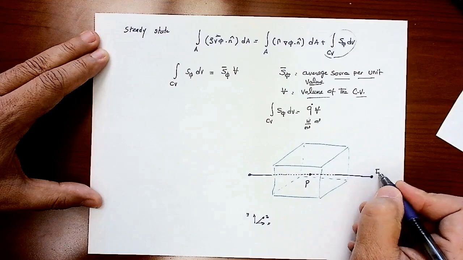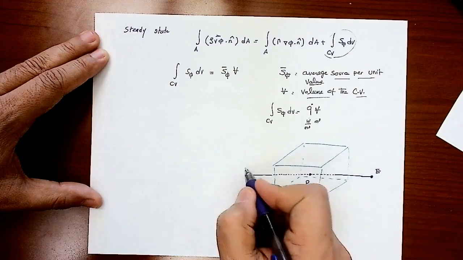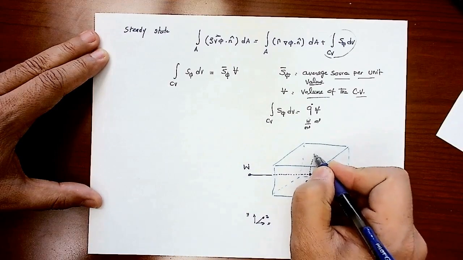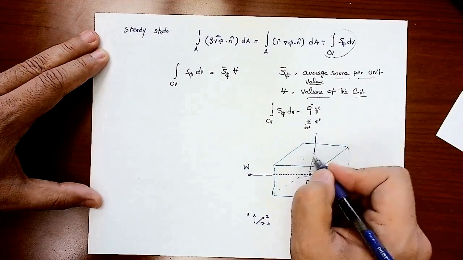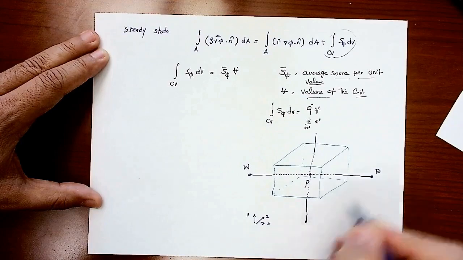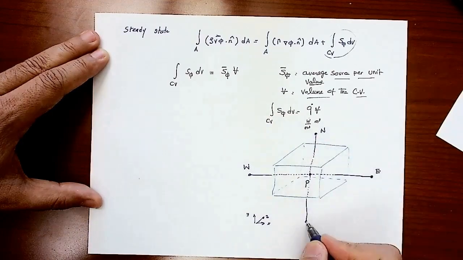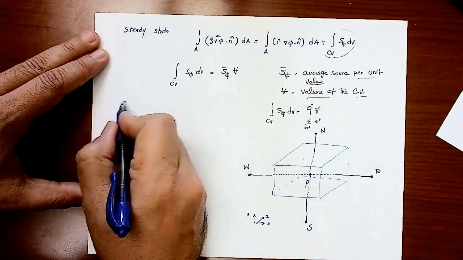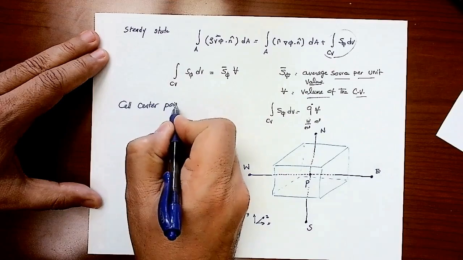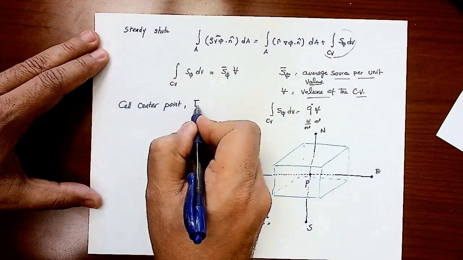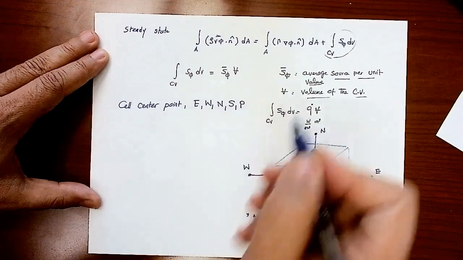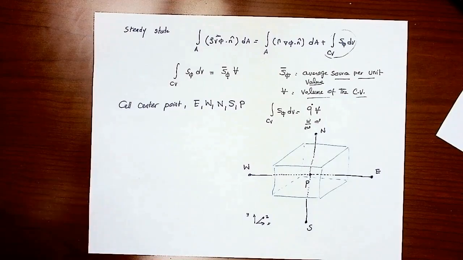I'm going to call that the east cell center. This is the west cell center. I'm going to have one at the top, and one down there. I'm going to call that the north, and that the south. And you realize that cell center points are always capital letters: east, west, north, south, and the present cell that I'm interested in.